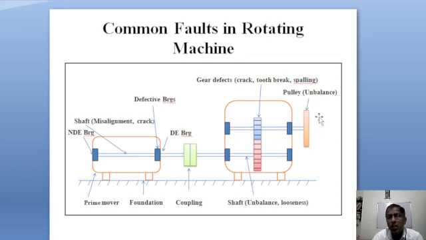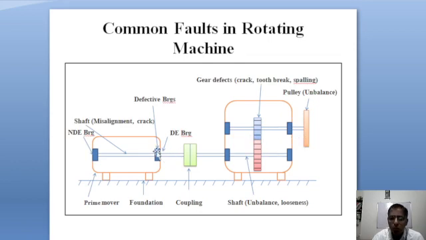The mass of the pulley has to be concentrated at the center of gravity, and the center of gravity has to match the axis of rotation, but because of uneven distribution of the mass about the axis, the rotor tends to be imbalanced, and because of the imbalance a centrifugal force acts in the outward direction, which creates vibrations. So gear imbalance or pulley imbalance is a very common fault in the rotor system.